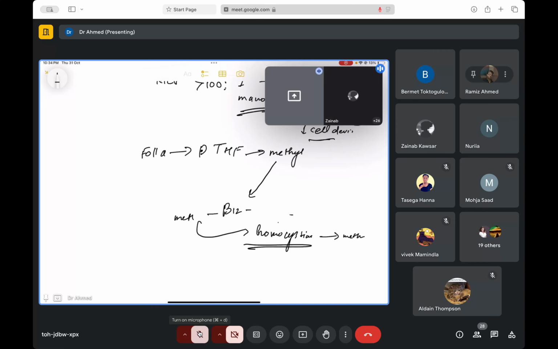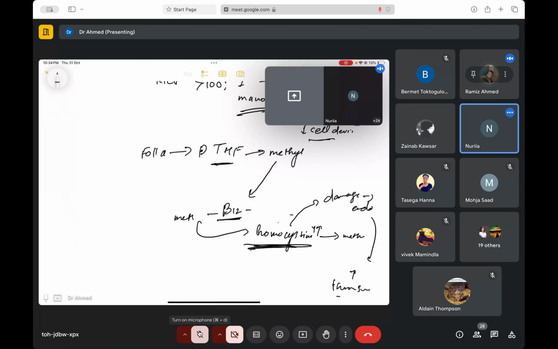So, for example, if we have B12 or tetrahydrofolate deficiency, as we discussed that day, we are going to see more homocysteine as well. And homocysteine damages your endothelial cells and it increases chances of thrombus formation. So in macrocytic anemia, if you are seeing less divisions, it may be due to decreased tetrahydrofolate or B12. So you will also be seeing some thrombus formation, right? Why? Because homocysteine also rises.